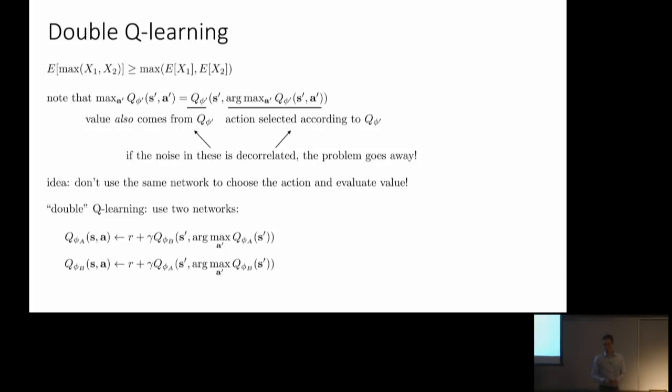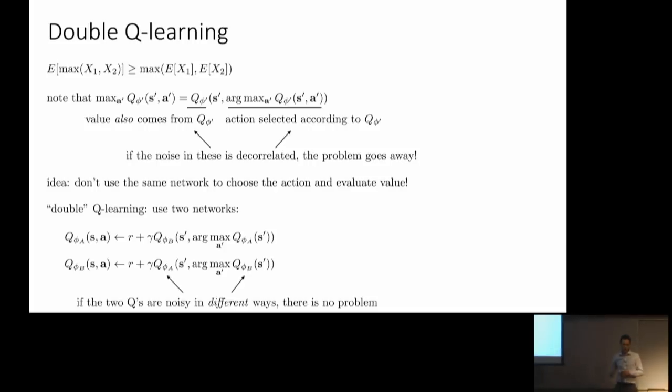Is there any particular reason why it's Q phi B then argmax? Or could they be swapped? Oh, you mean if you just flip these? Yeah, you could do that. So this is not really saying anything about what you should do with those target values. This is just giving you a better way to compute the target values. Okay.